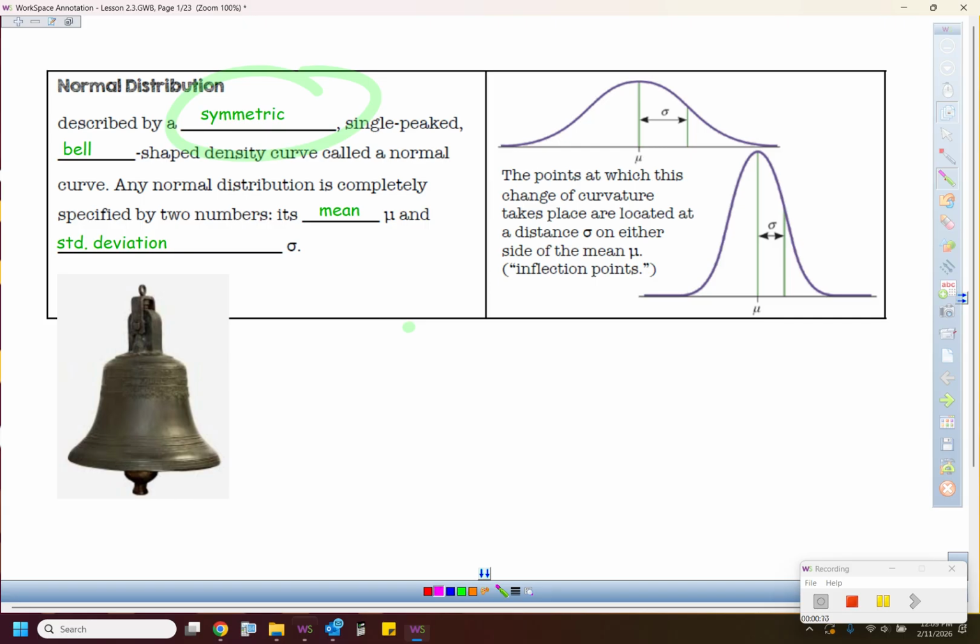I even put a picture of a bell on here. Do you kind of see what I'm talking about with the bell shape? Like this data right here, fairly symmetric. This data right here, fairly symmetric. That's what we're going to call normal data.